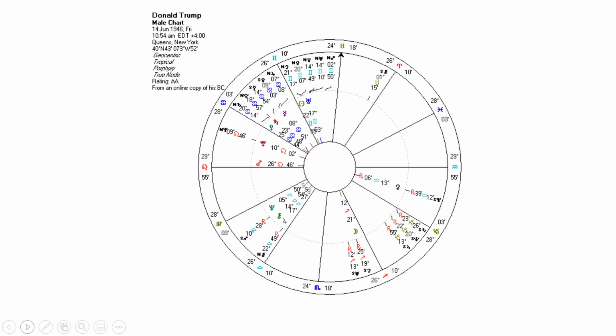Here is Donald Trump's chart, and look at how the nodes fall in his 10th and 11th houses. He's already got Leo rising with the sun in the 10th house with Uranus, and he thinks he's a chosen one. He's just said so recently on the news there. And he has here the south node of Venus on his Mercury in Cancer.